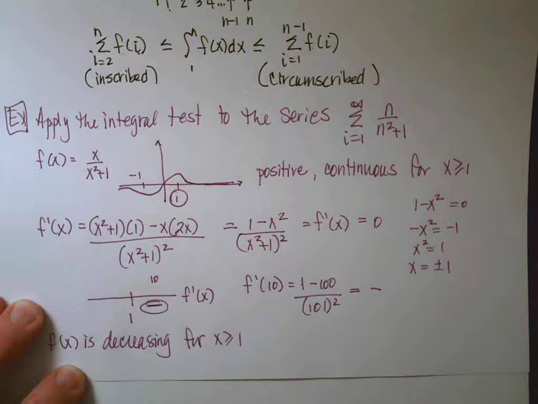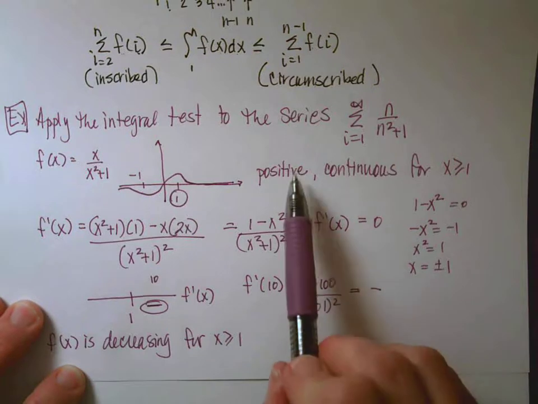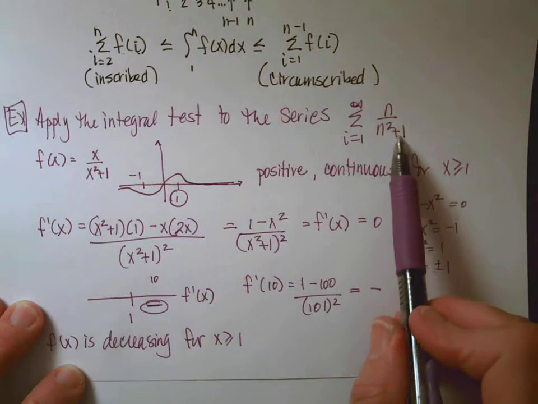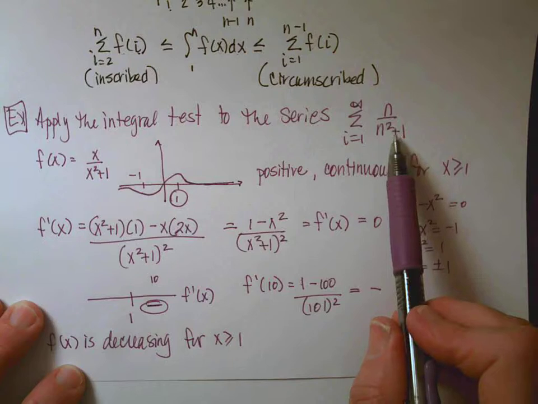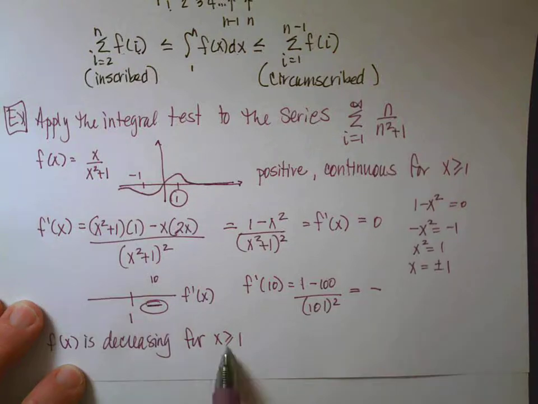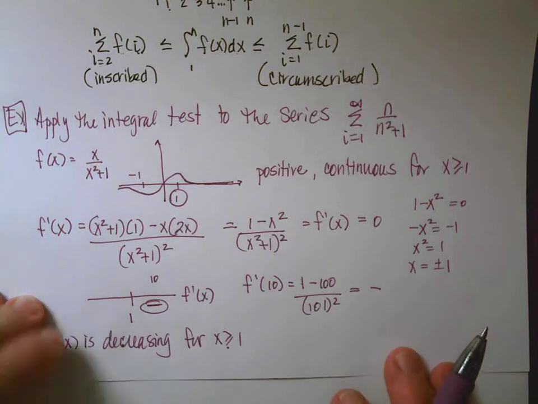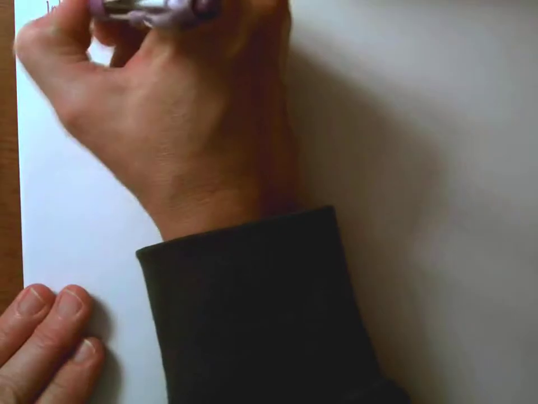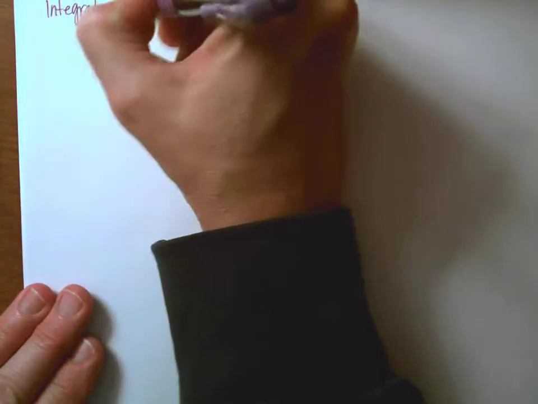Okay, so now we have satisfied the 3 criteria for the integral test, which was that the function is positive and continuous. Remember, this is continuous because I would only have imaginary numbers in the denominator, and imaginary numbers don't show up on our real number line. I took my derivative and evaluated it for x greater than or equal to 1, and I found that it's decreasing. So now I've satisfied the 3 criteria for the integral test. So now I'm actually going to apply the integral test.